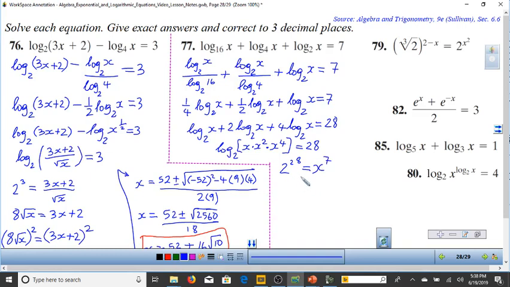So when we take the 7th root of both sides, let me show it another way. I'm going to divide both exponents of both sides by 7. 7th root of 2 to the 28 equals 7th root of x to the 7. So we get 2 to the 4 equal to x, so x is equal to 16.